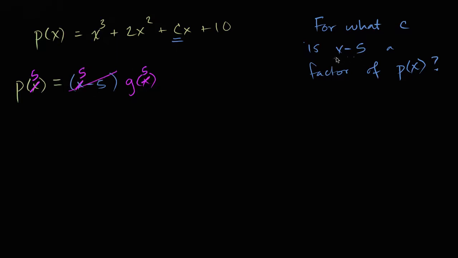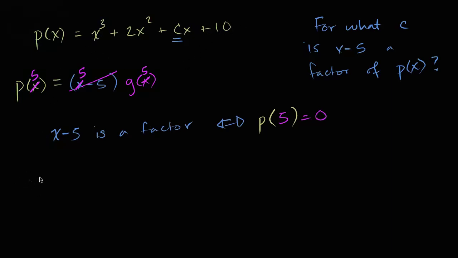So x minus 5 is a factor if and only if p of 5 is equal to 0. You could say that 5 is a root of the polynomial p. So let's just set p of 5 equal to 0 and then try to solve for c.